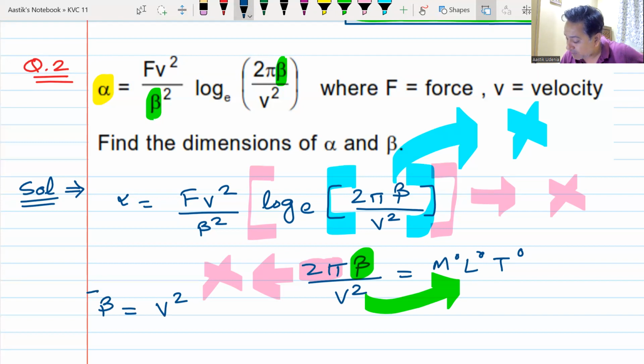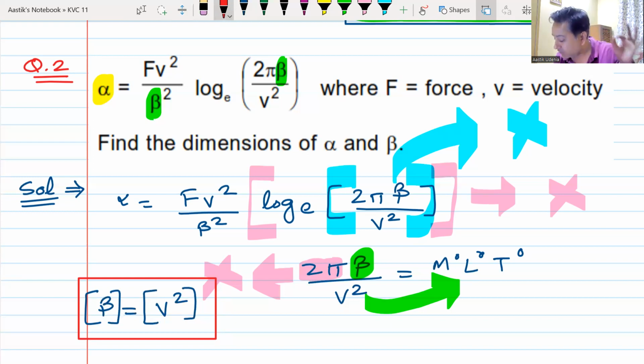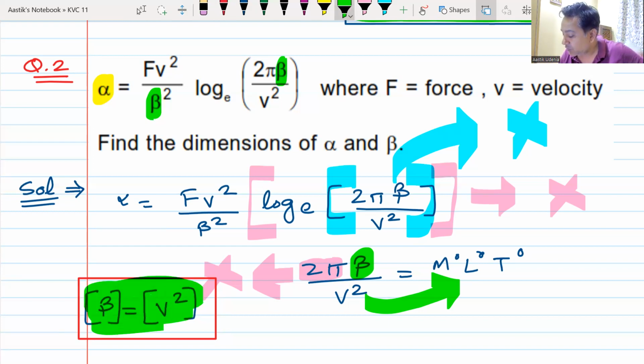Remember, I am not talking about the values. I am only talking about the dimension. Therefore, I should write it very correctly in square brackets. Do we understand this? Remember, the value of beta is not equal to v square. It is only the dimension of beta which is equal to v square. So I should always write it in this bracket. This bracket signifies that we are only talking about the dimension. Do we understand this? Yes or no?